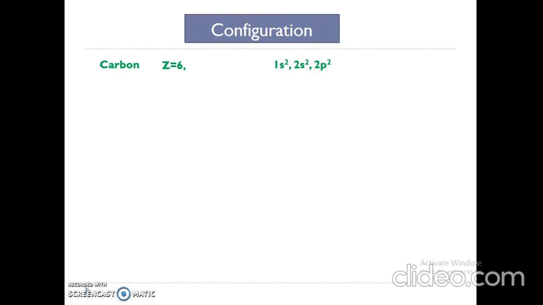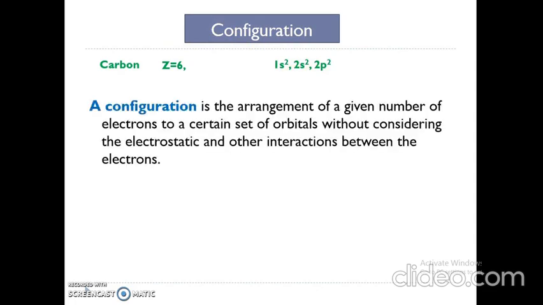They will. There are 2 electrons in the s orbital as well. These electrons will also repel each other. Which means, when we write the electronic configuration, we are not considering the repulsion between electrons. Thus, a configuration is the arrangement of a given number of electrons into certain sets of orbitals without considering the interactions between them.